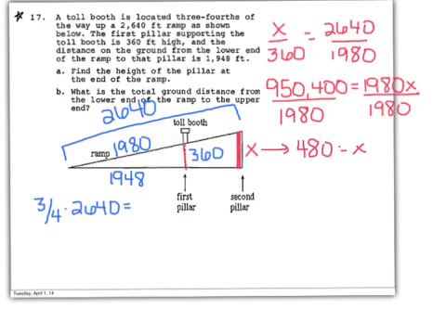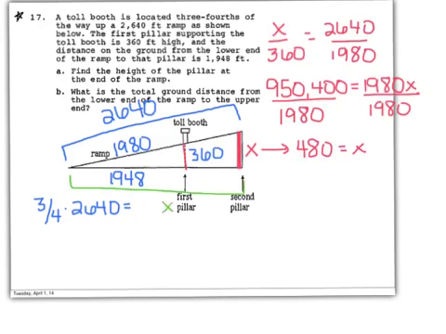Then it says, what is the total ground distance from the lower end of the ramp to the upper end? So ground distance means I'm looking along the ground. I want this entire distance. A couple different ways you could go about this. But what I'm going to do is I'm going to say, here's my small side. I want to know what big side that corresponds with. If I'm trying to find this whole distance, let me see if I can draw this better. Okay, what I'm trying to find is this.